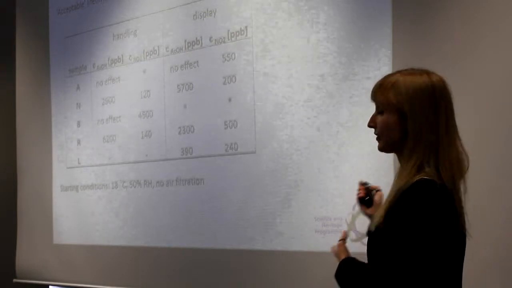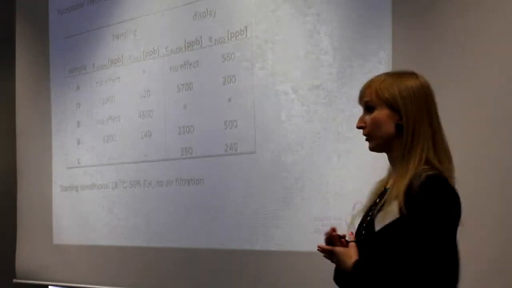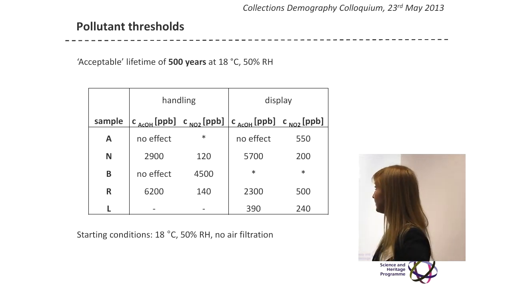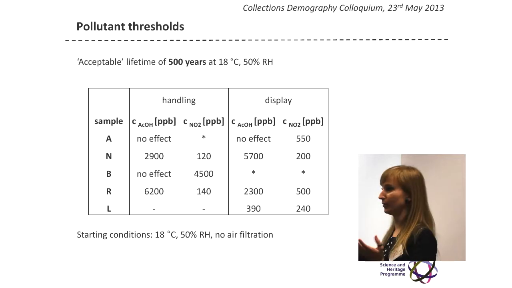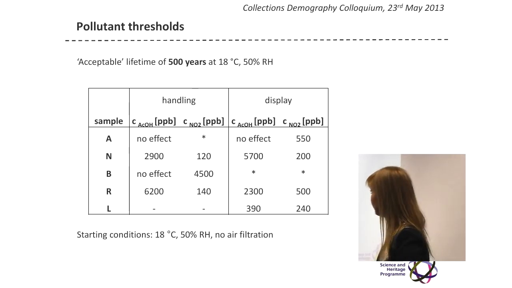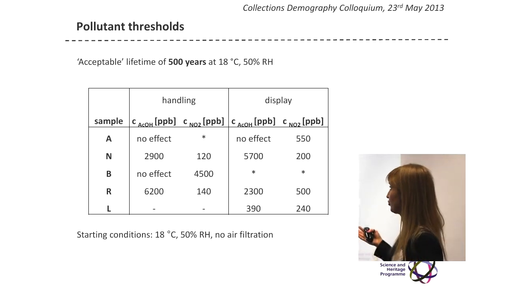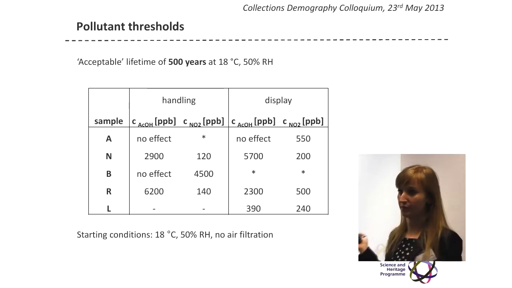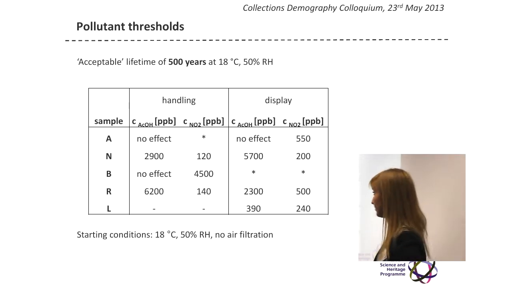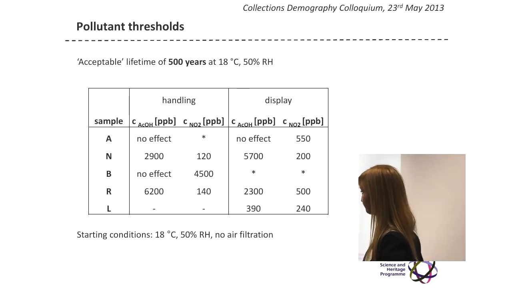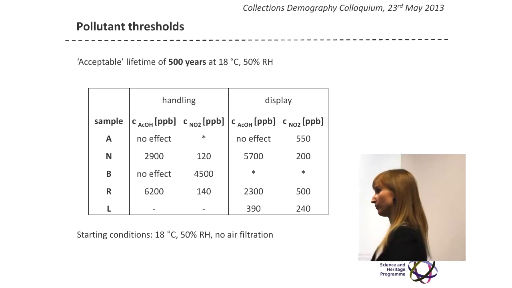So now let's go to the second approach to defining pollutant thresholds, which was by using the acceptable lifetime that Kath already talked about and Mattia in the previous presentation. Here we gathered that 500 years was an acceptable lifetime, and I then calculated pollutant concentrations which would still allow the papers to reach the lifetime of 500 years at 18 degrees and 50% RH, which are the conditions at the National Archives of the Netherlands, who I was working with. I forgot to mention this in the previous slide, I'm sorry. These are 5 different paper types that I calculated this for: acidic, neutral, alkaline, rag, and lignin-containing paper. And these were really historic papers that I did all of my experiments on.